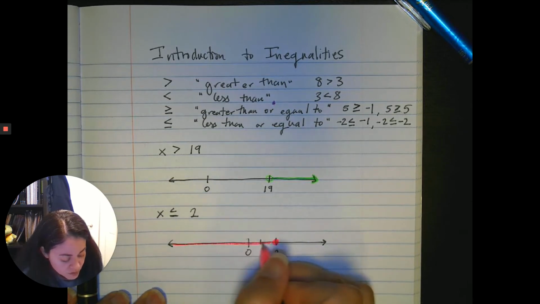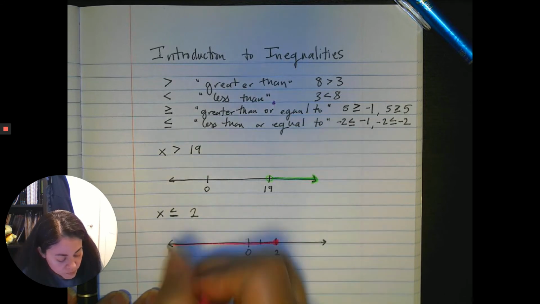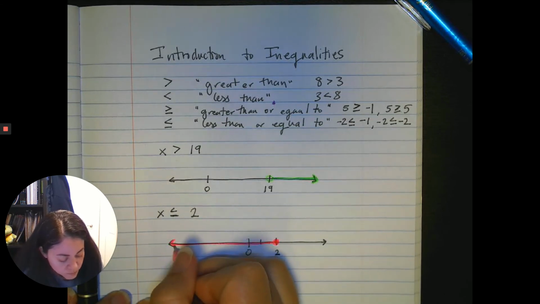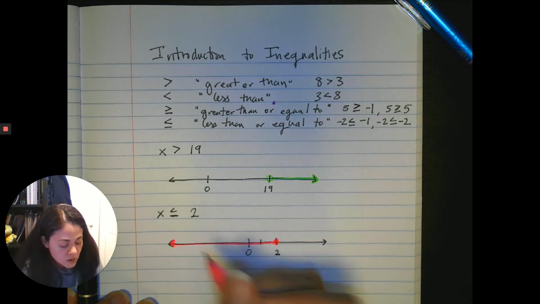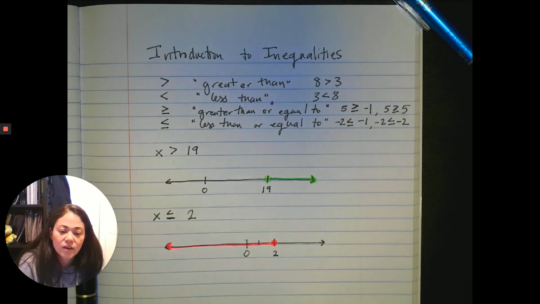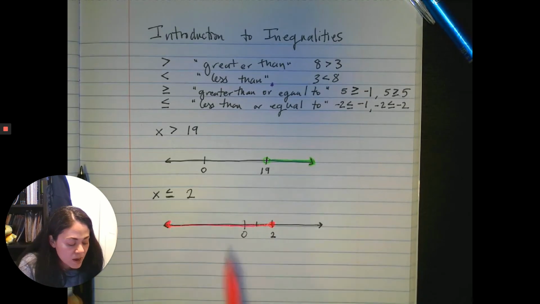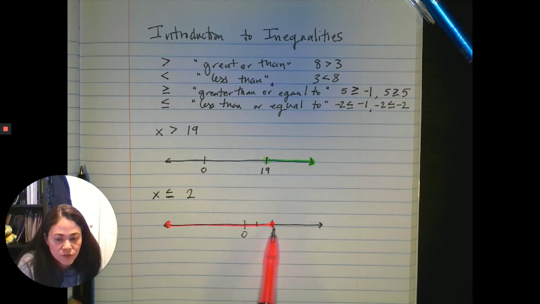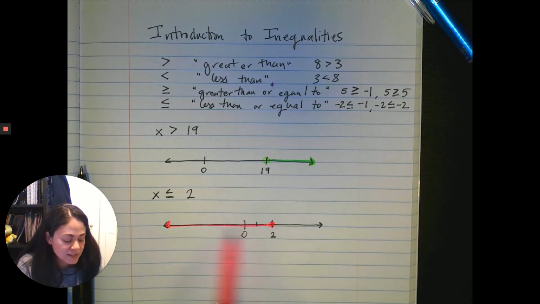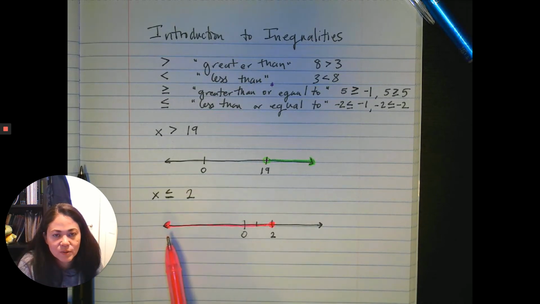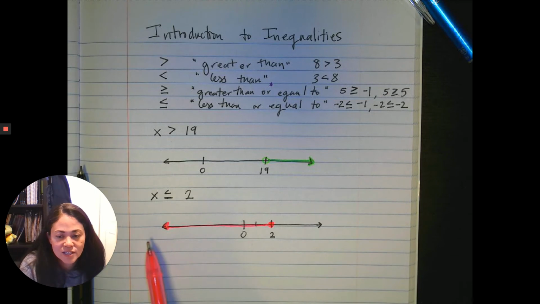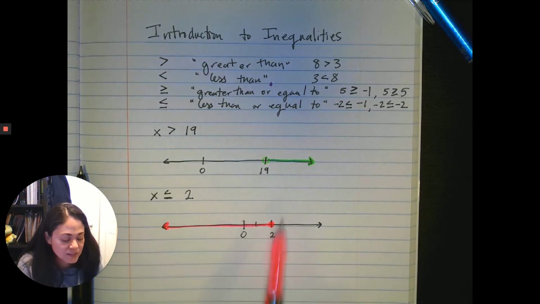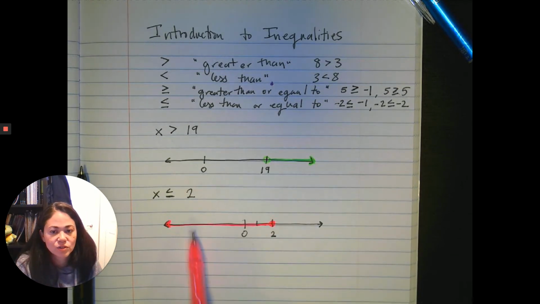It helps when you have a second color, but you can also use the same color, but just draw it really thick. So there we have 2 is a possibility for the value of X, so we put that closed dot. And then everything less than that is also a possibility, so we put that arrow going in the negative direction. So this represents X is less than or equal to 2.